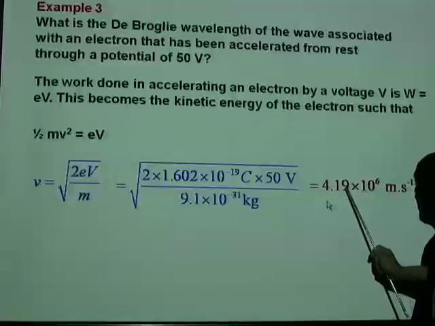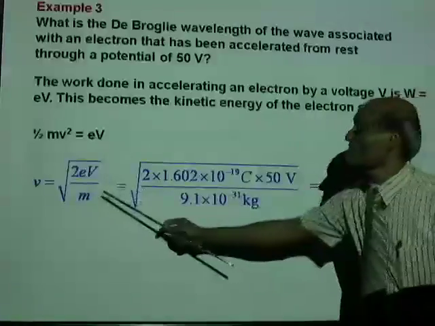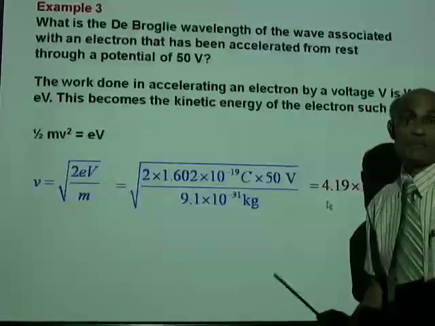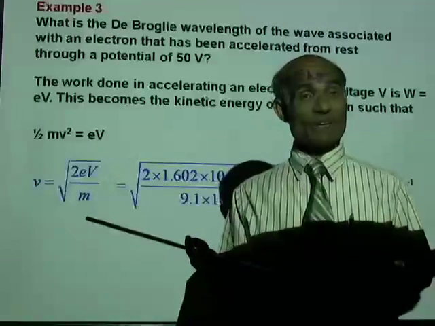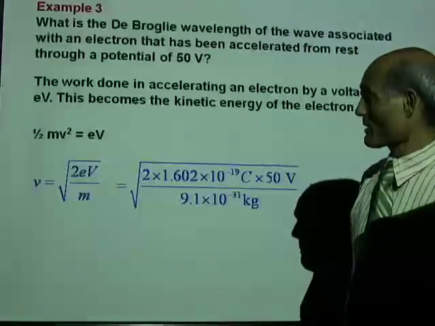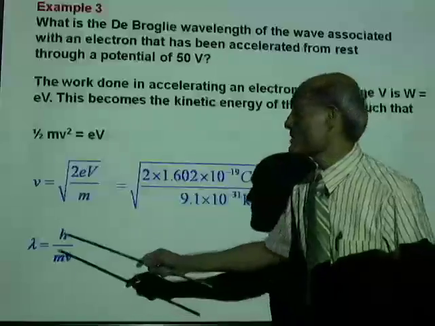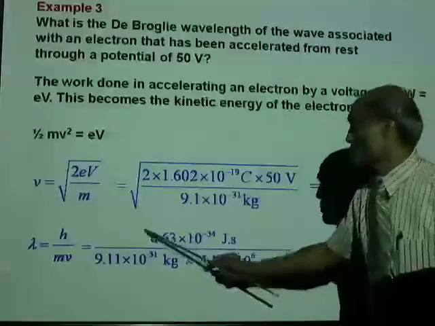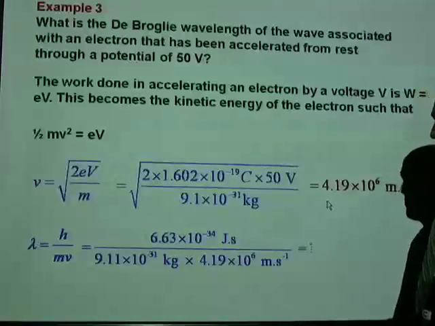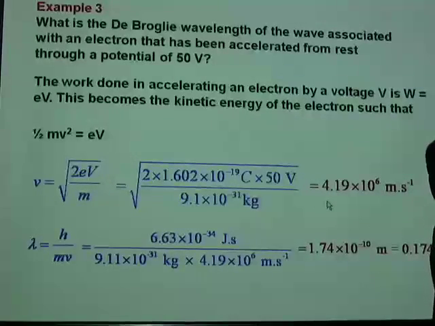Now, we know the velocity, we know the mass of the electron, and therefore we can now calculate its de Broglie wavelength. What's the equation for de Broglie wavelength? Lambda equals h over mv, and using all the known values, it gives me 1.74 times 10 to the negative 10 meter, which is 0.174 nanometer.